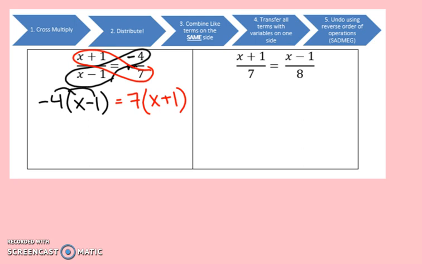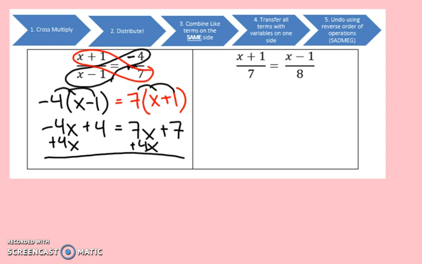I'm going to start by distributing. Negative 4 times x is negative 4x. Negative 4 times negative 1 is positive 4. On the right side, 7 times x is 7x, and 7 times 1 is positive 7. I need all my variables on one side and all my constants on the other. So I'm going to start by adding 4x on both sides. When I do that, I can bring down my 4. 7x plus 4x is 11x. And I'm going to bring down my 7.